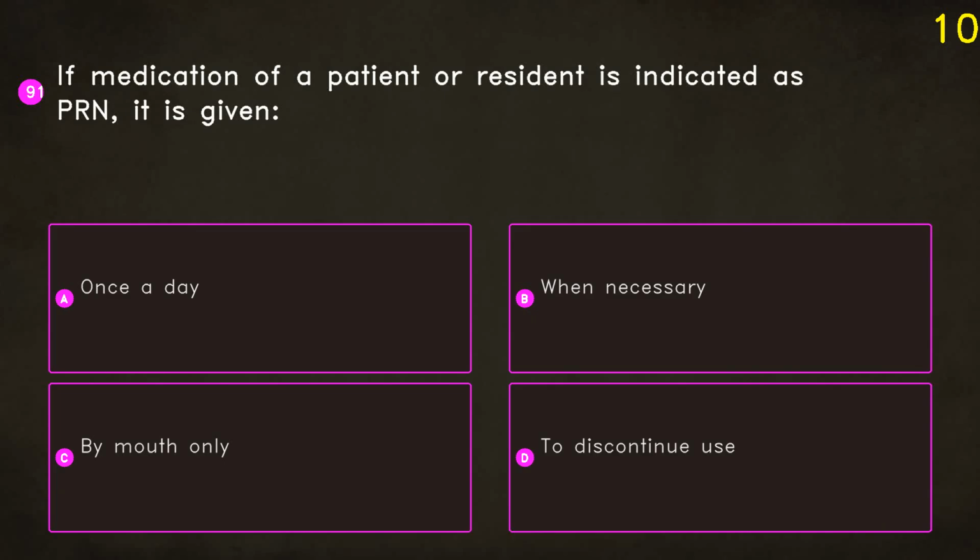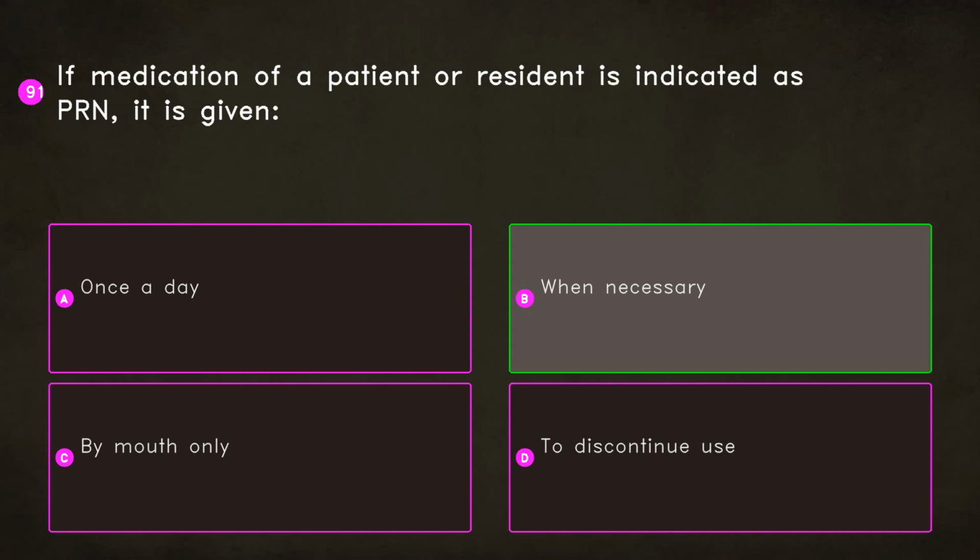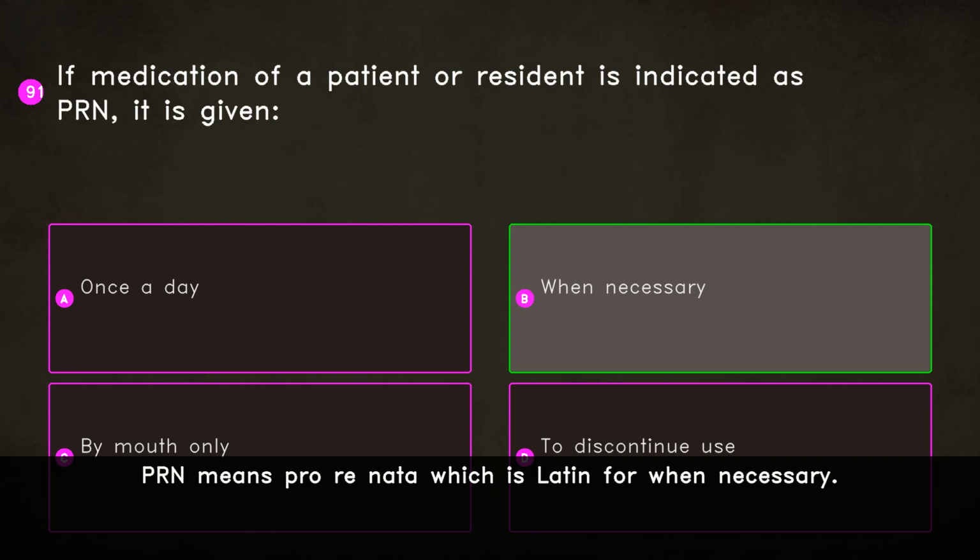Question 91. If medication of a patient or resident is indicated as PRN, it is given A. Once a day. B. When necessary. C. By mouth only. D. To discontinue use. The correct answer is when necessary. PRN means pro re nata, which is Latin for when necessary.